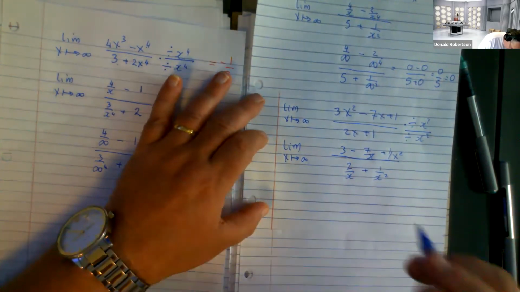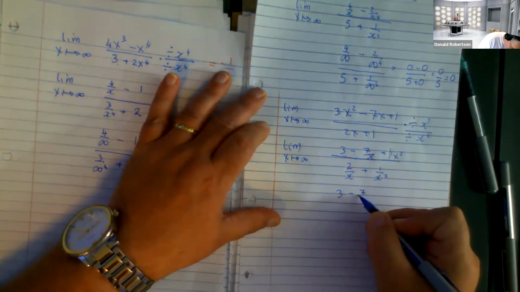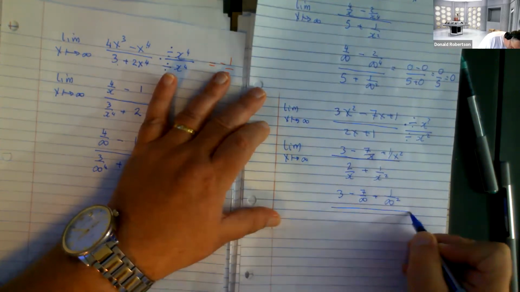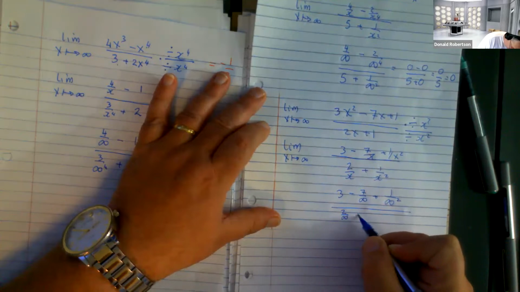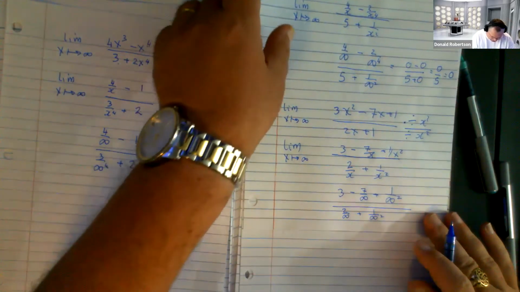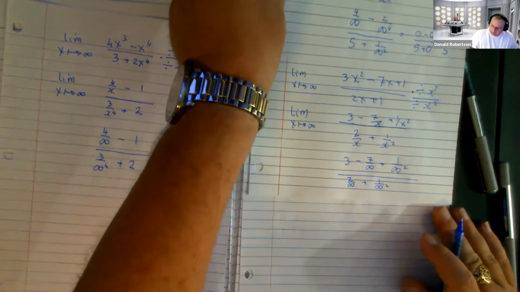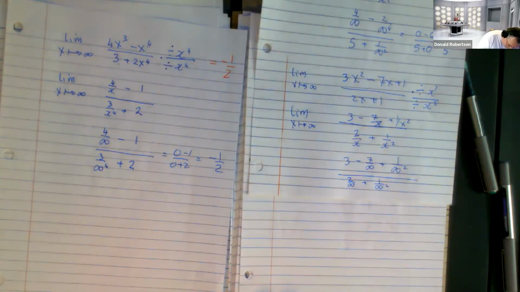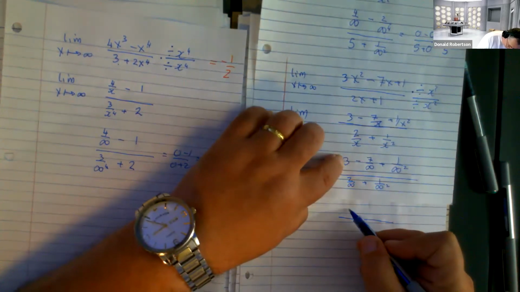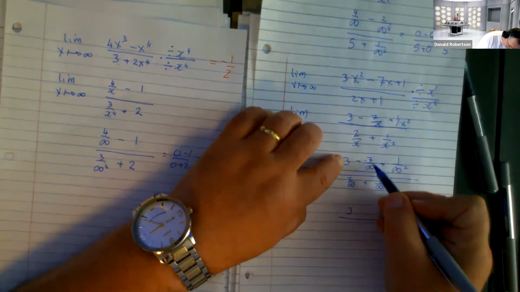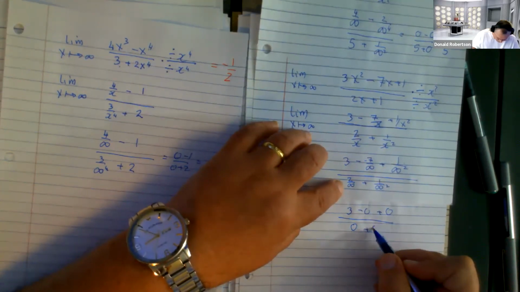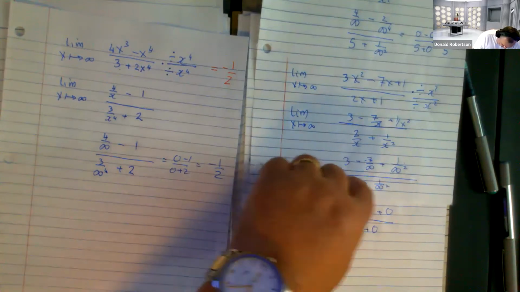3, take away 7 over infinity plus 1 over infinity squared. 2 over infinity plus 1 over infinity squared. You still with me? Right. Numerator. That 3 is still a 3. That's take away 0. That is add a 0. This is 0 plus a 0. And by the way, these are positives.